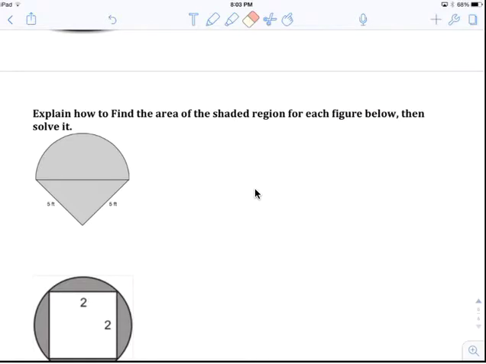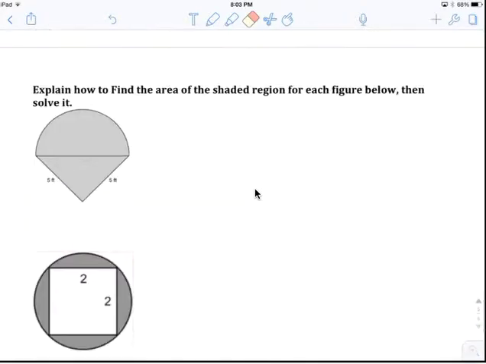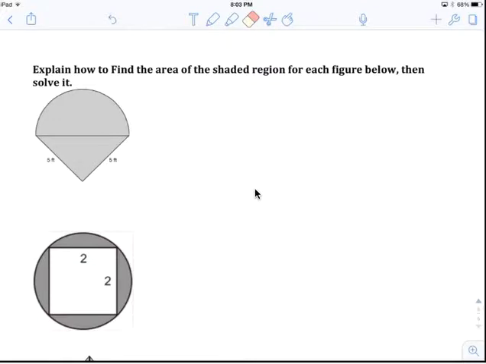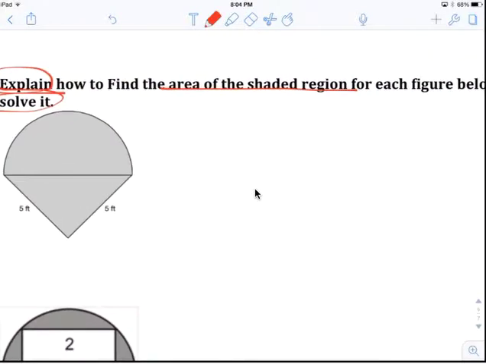Okay, this worksheet will be on your test. Explain how to find the area of the shaded region for each figure below, then solve it. Okay, I'm going to solve it first. Area of the shaded region.